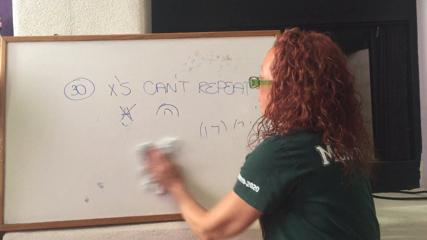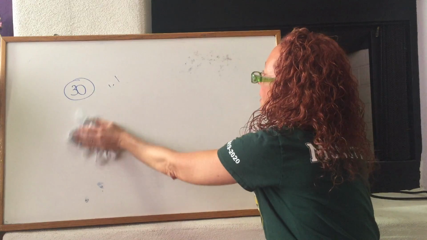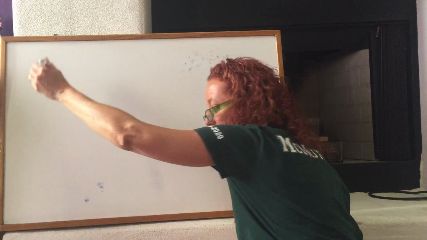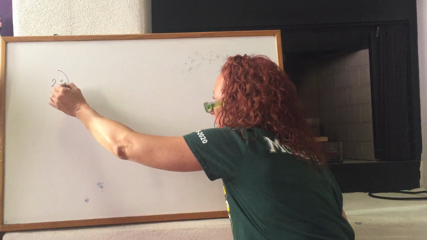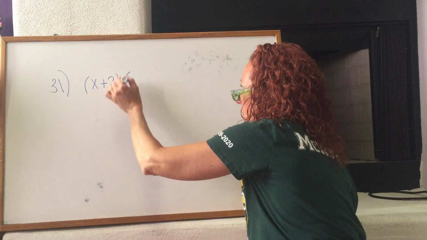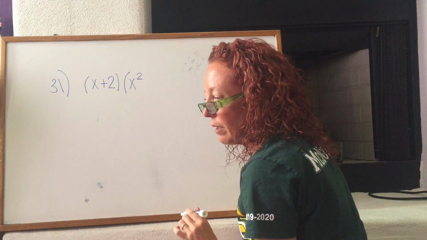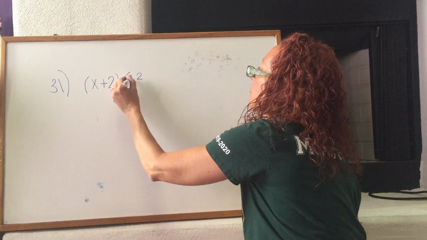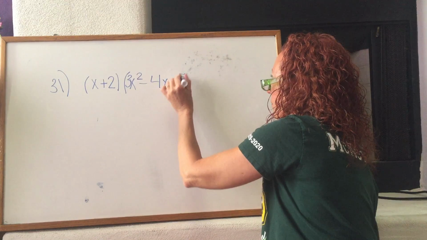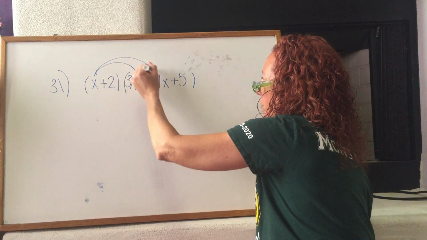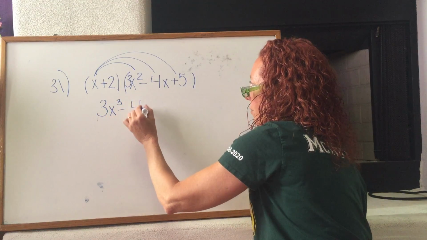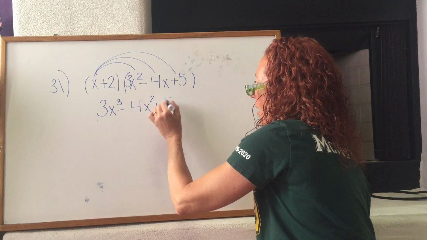All right, 31. Just straight multiply through. We've got a binomial times a trinomial. As long as you line up your work, you should be fine. So 31, x plus 2 times 3x squared minus 4x plus 5. So I'm going to multiply everybody through by x. So I'm going to get 3x to the third minus 4x squared plus 5x.